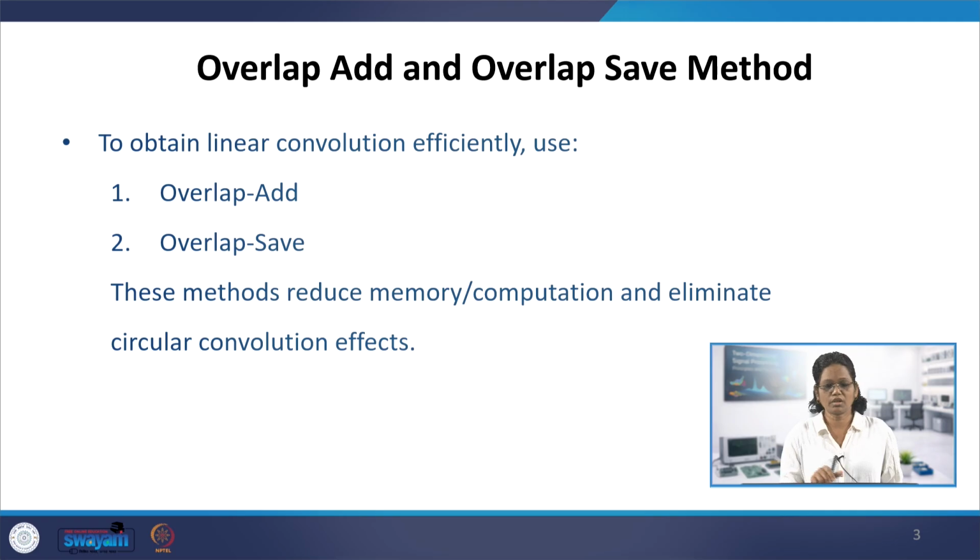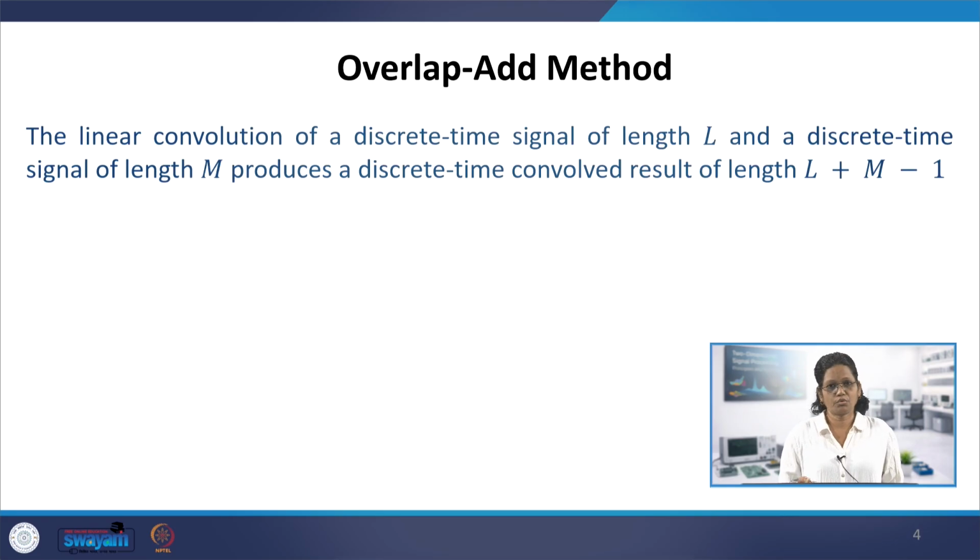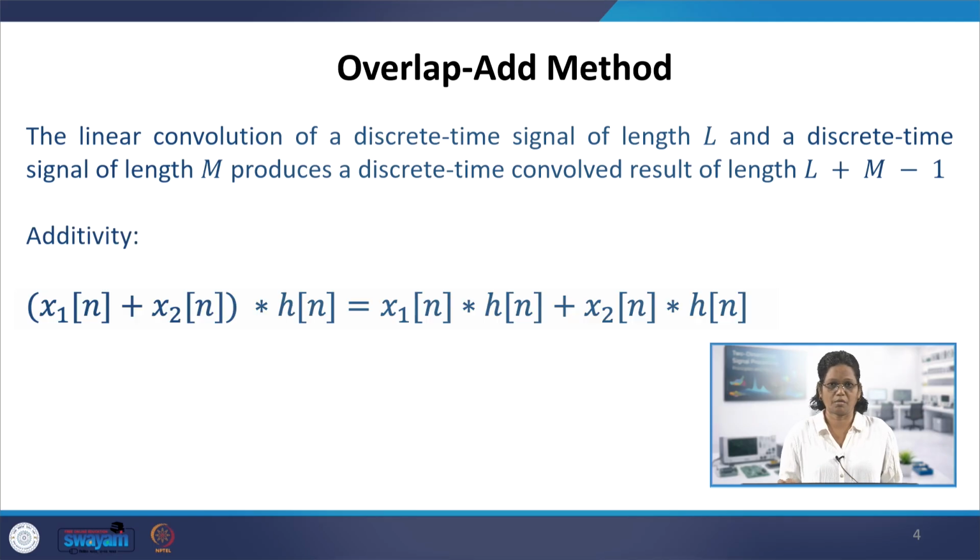Because we are segmenting the sequences into smaller sizes, these methods reduce the memory and computational complexity as well. Now we come to the overlap add method. Suppose x of n has some length, capital N. We segment it into smaller blocks of length L, and the sequence with which the convolution needs to be performed has length M. We know that the linear convolution of an L length and an M length sequence gives a resultant of length L plus M minus 1.